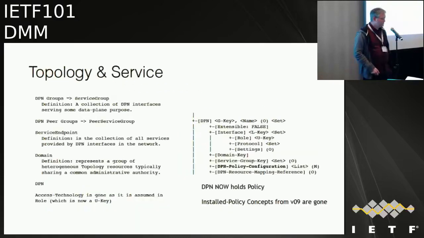Next slide. Topology and service, a lot of renaming. So this is the old model. We do have a proposal out this week to get rid of service endpoints, but I'll go through this briefly. We essentially have DPN groups and peer groups renamed, using the service group nomenclature. Service endpoint is currently an older mechanism from the previous design. It's currently under review with the co-authors to be eliminated.